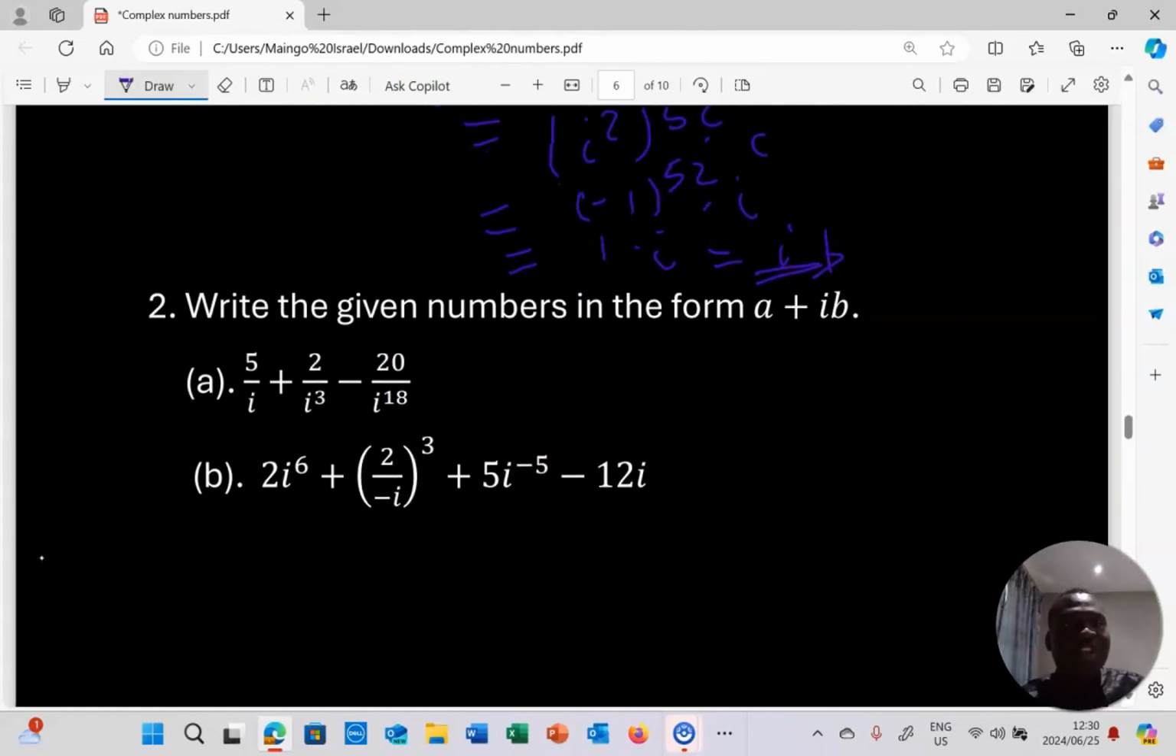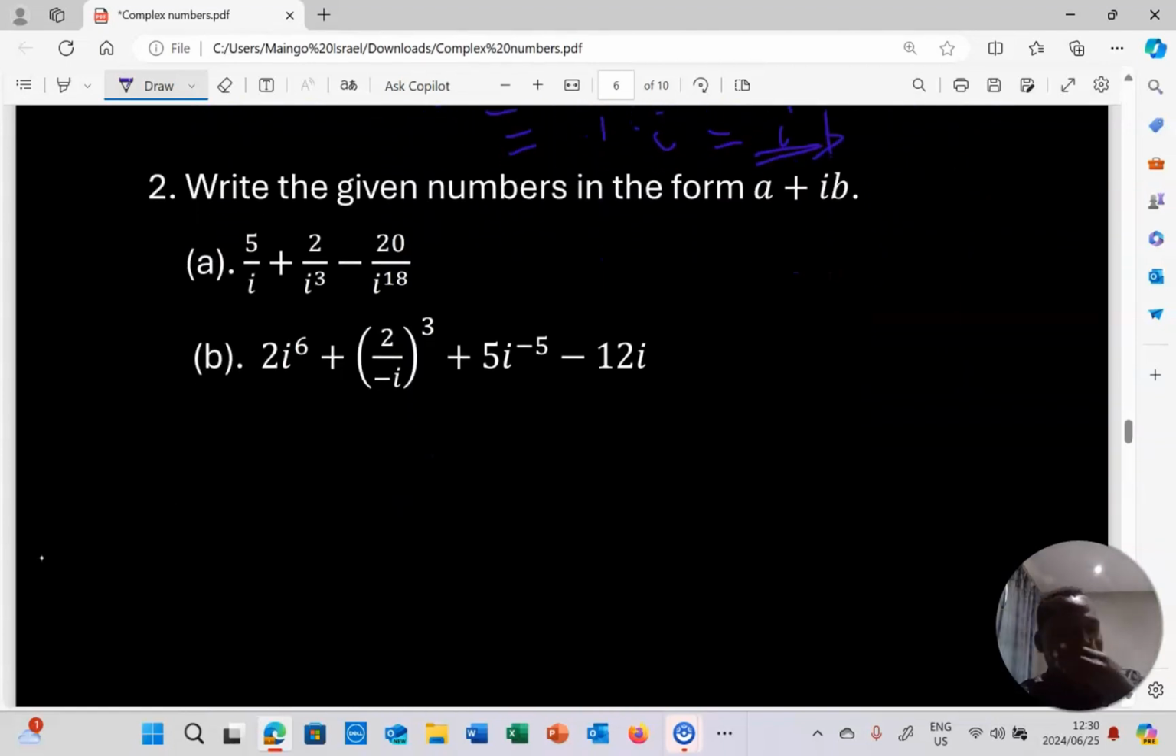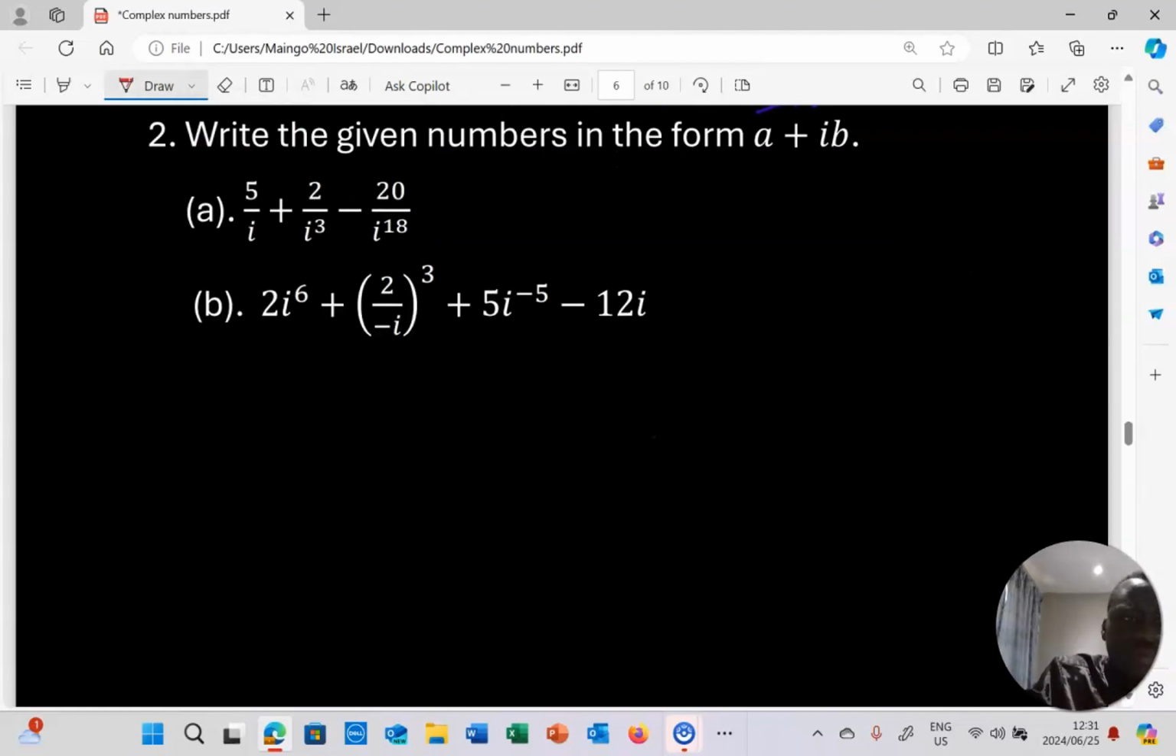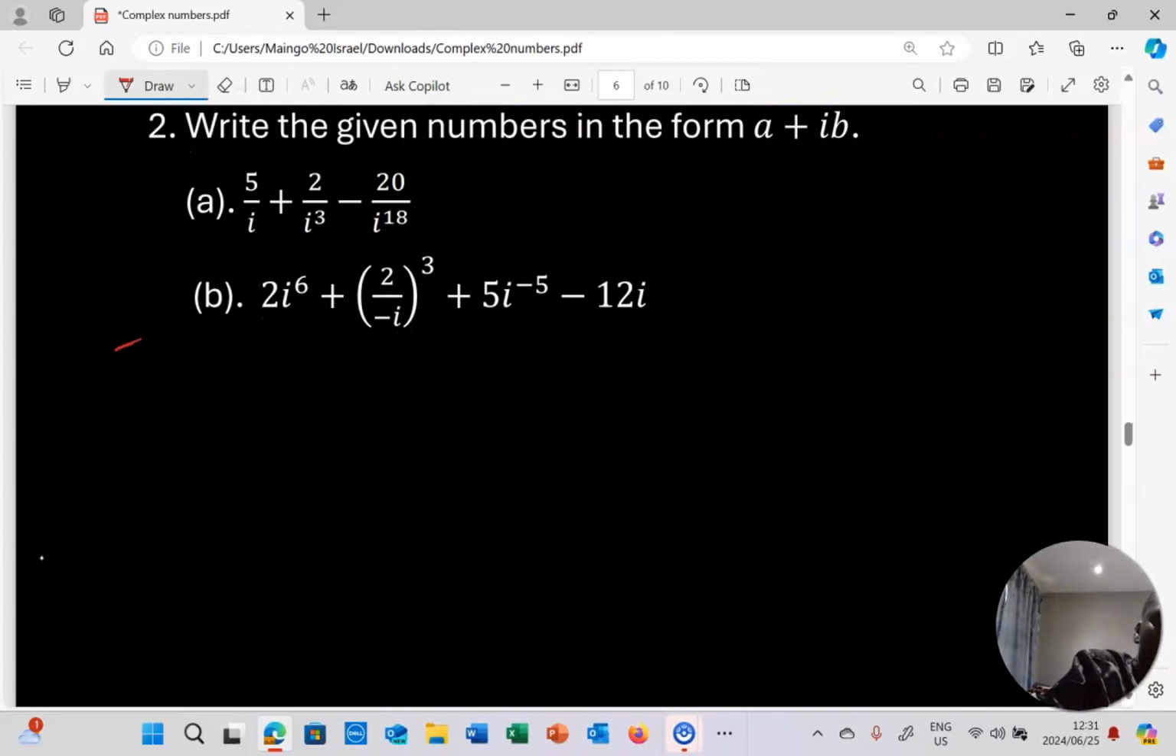So the second problem, you can pause and try this one. Write the given numbers in the form of A plus IB. We're given some mixed complex numbers, so we need to represent them in the form of A plus IB. Solution.